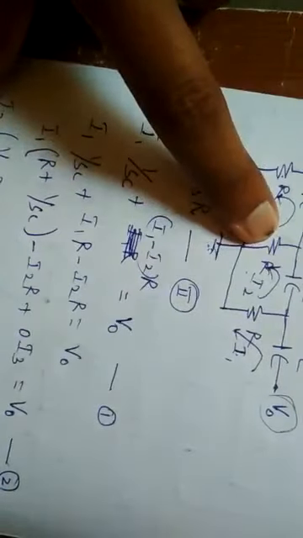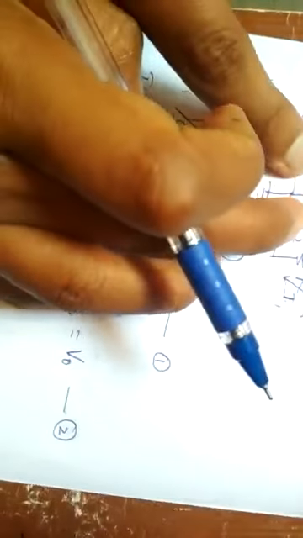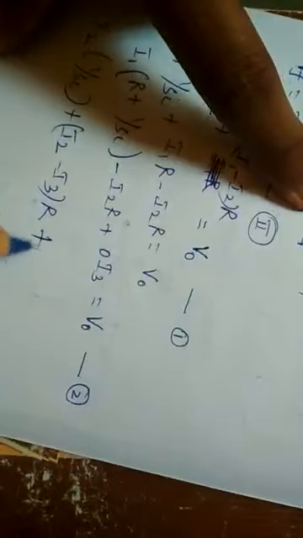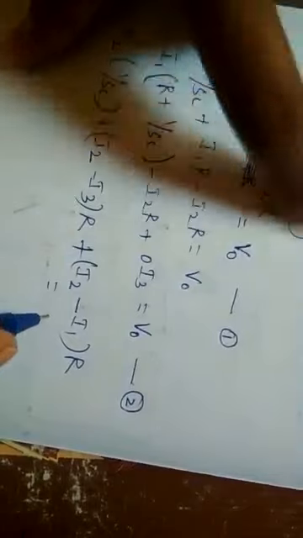So I2 minus I3 into R plus, this I2 is also flowing through this R. So plus I2 minus I1 into R, and there is no separate potential, the path is closed, so the total potential around the loop will be equal to 0. Name this as 3.